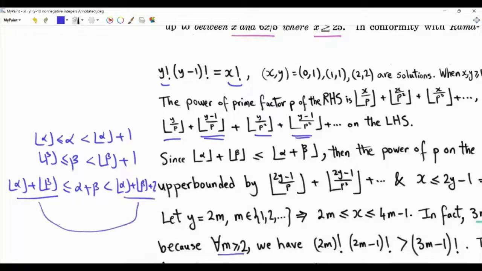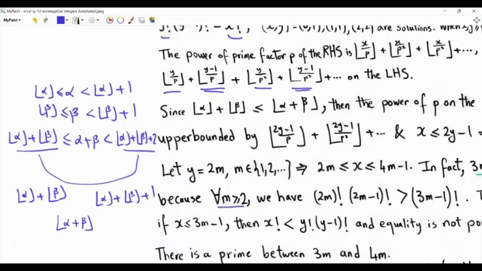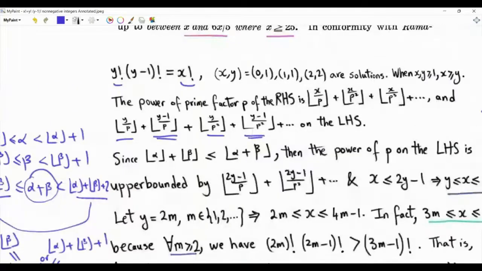So between these two integers, there are only two integers, right? The floor of alpha plus the floor of beta, and the floor of alpha plus the floor of beta plus 1. So this means the floor of alpha plus beta, which is here, can be this or this. So this floor of alpha plus beta is either equal to the floor of alpha plus the floor of beta, or it is equal to the floor of alpha plus the floor of beta plus 1.